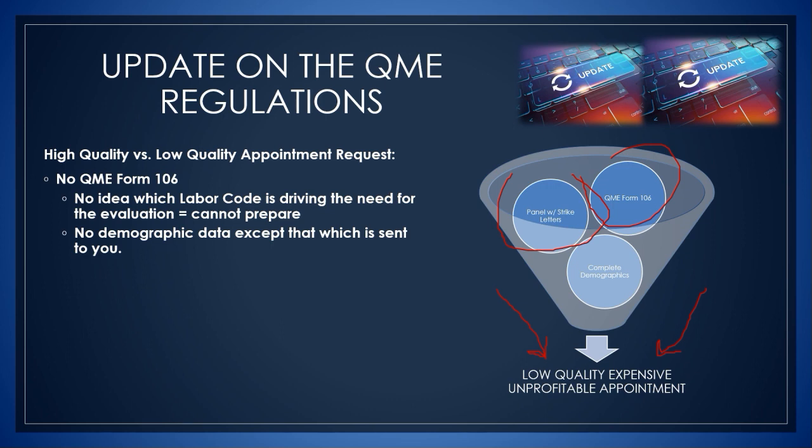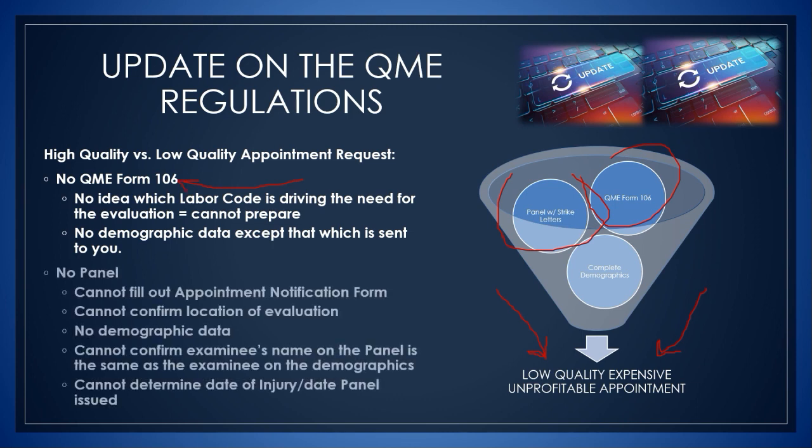If you are not able to get QME Form 106, you have no accurate demographic information except that which is sent to you by the requesting party, which may or may not be accurate, and you can assume it to be inaccurate until proven otherwise. Okay, do you hear me? You can assume it to be inaccurate until proven otherwise. So always, always, always ask for QME Form 106.